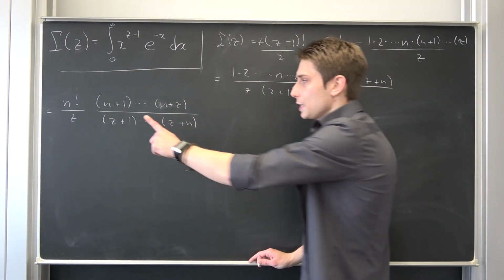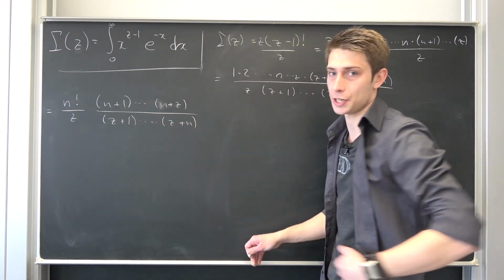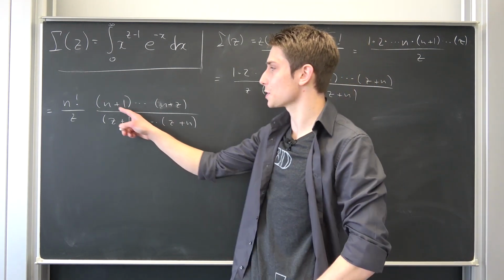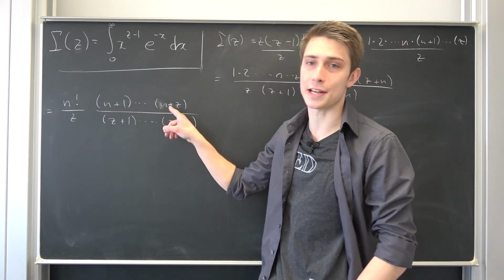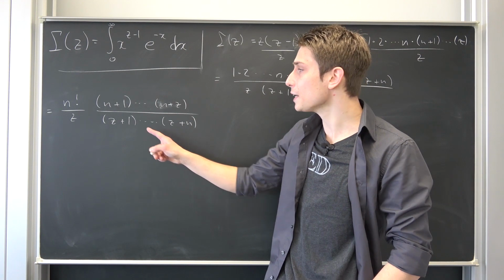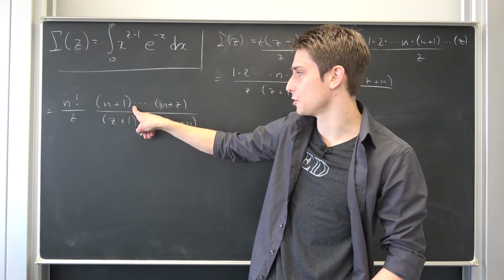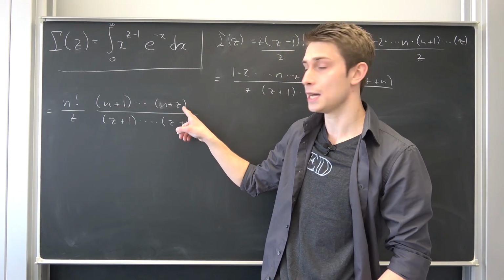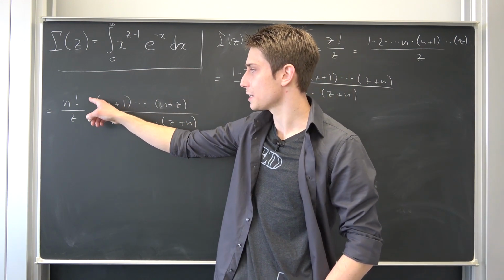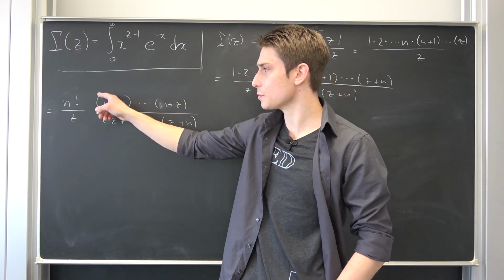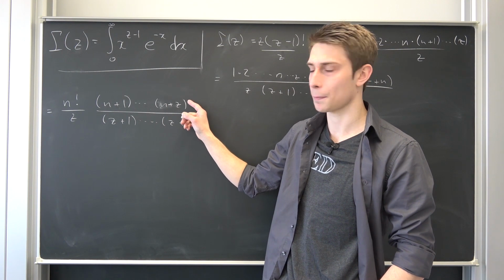Let's count how many terms we have up here actually. That's pretty easy to count because in all of those parentheses we have n as a common factor, you could say. Meaning here's a 1, then there's a 2, 3, 4, 5 up until z. Meaning overall we have z times stuff in parentheses up here.